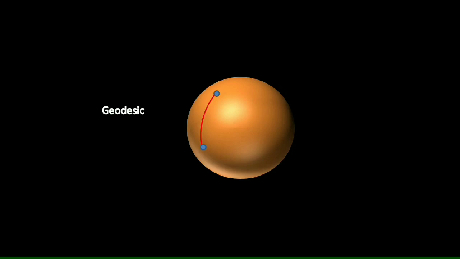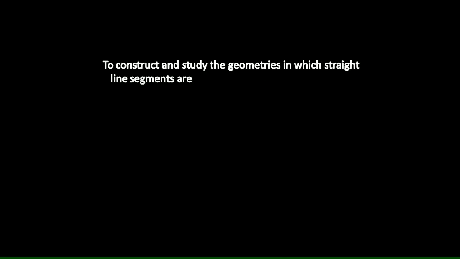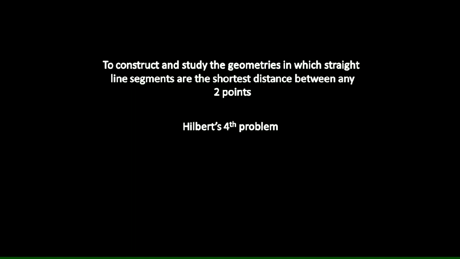David Hilbert gave a proposition which said that we should construct and study the geometries in which straight line segments are the shortest distance between any 2 points. This proposition is now known as Hilbert's fourth problem. It finds its importance from number theory to calculus of variations. In this video, we'll try to understand a few concepts and ideas associated with this problem.